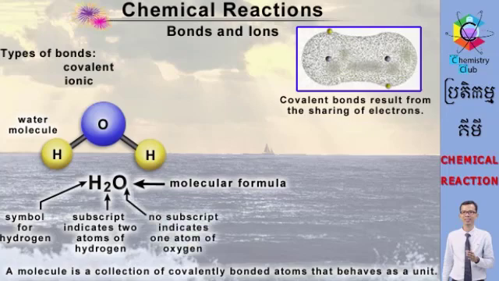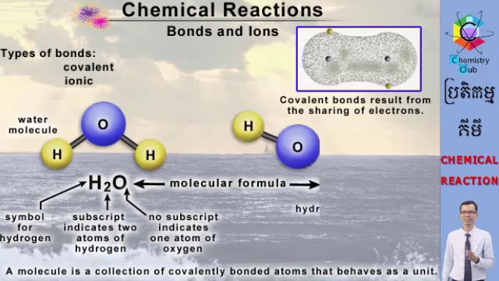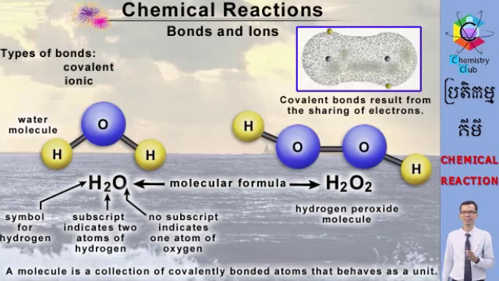No subscript after an element symbol indicates that just one atom of that element is present in each molecule. For example, water is H2O because 2 hydrogen atoms and 1 oxygen atom are covalently bonded. Hydrogen peroxide is a molecule in which 2 hydrogen atoms and 2 oxygen atoms are covalently bonded and thus is symbolized H2O2.